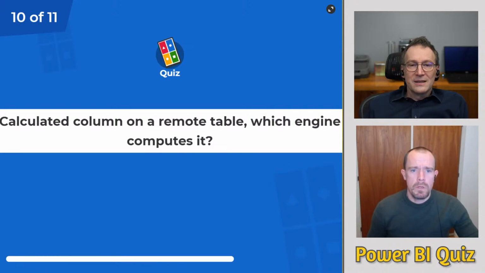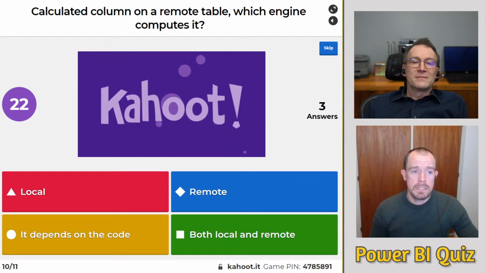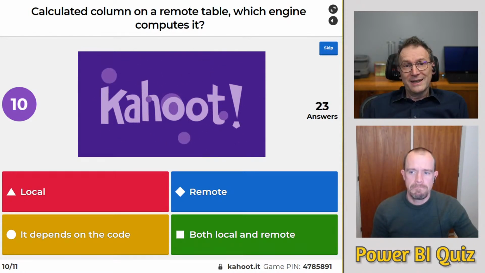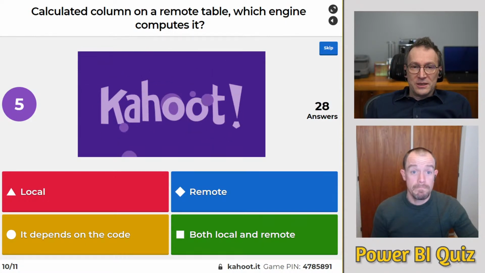Calculated column on a remote table. Which engine computes it? That's interesting. You have 30 seconds for this one. 20 seconds to go. So you have a remote table. You build a calculated column from the local model. Where is this column? Is it stored, computed?